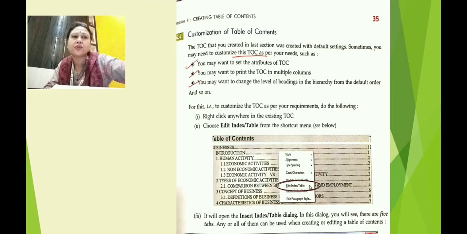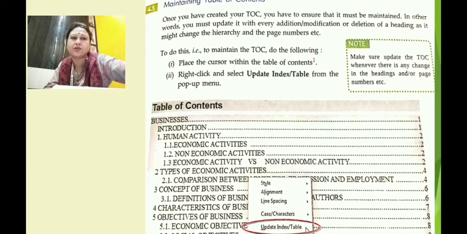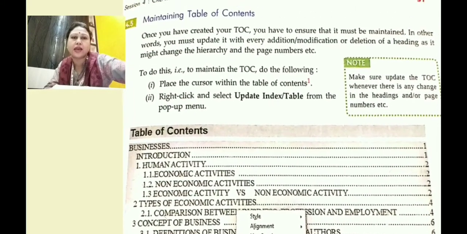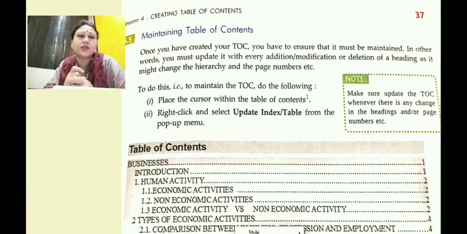Okay, so next we have maintaining the table of contents. Maintaining means any updating we want to do, so how can we do it? Once you have created your TOC, you have to ensure that it is maintained. In other words, you must update it with every addition, modification or deletion of a heading, as it might change the hierarchy and the page numbers.